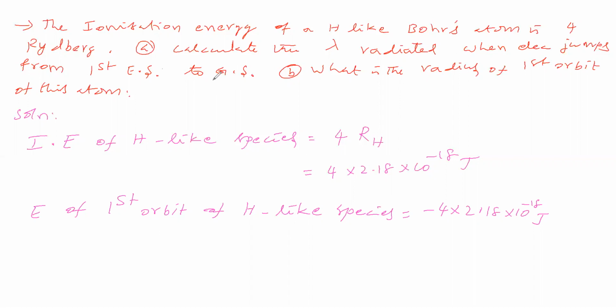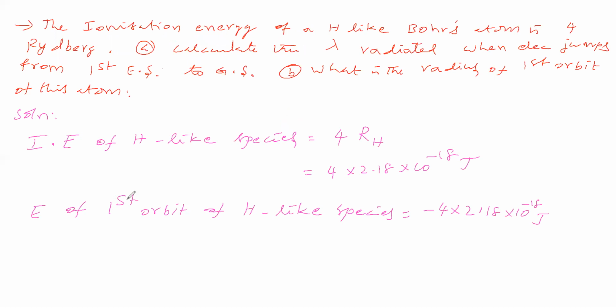The electron is jumping from the first excited state to the ground state, and we have to find the wavelength. So 1 by lambda is equal to RH into Z square into 1 by n1 square minus 1 by n2 square. First excited state means the higher level is 2, and ground state means the lower level is 1. Now we have to substitute Z square and RH, and then we will get the wavelength. So we have to find the Z value.